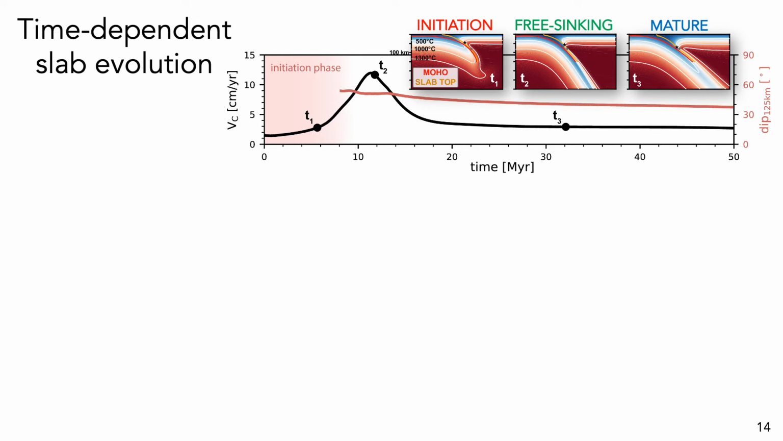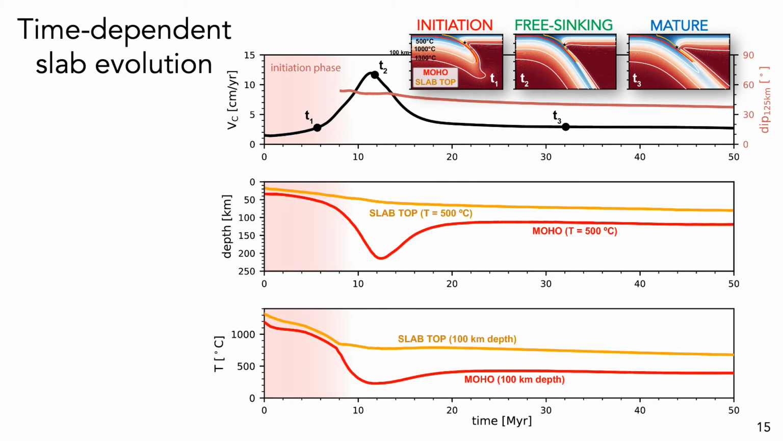So here I show the convergence rate evolution through time in black and the slab dip evolution in brown. In terms of the convergence rate, again, you see this very rapid convergence during this intermediate free sinking phase and much slower convergence either side of this intermediate phase. And then the slab dip is less variable, but it exhibits a gradual decrease as the model evolves. So the take home here is that when you allow the slab to evolve dynamically consistently, temporal variations that are significant emerge in these parameters.